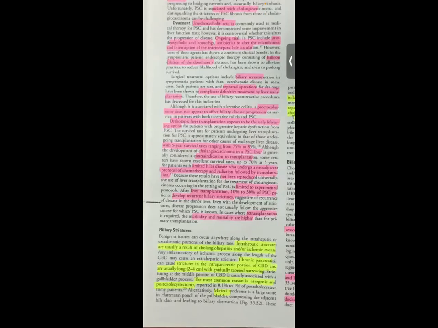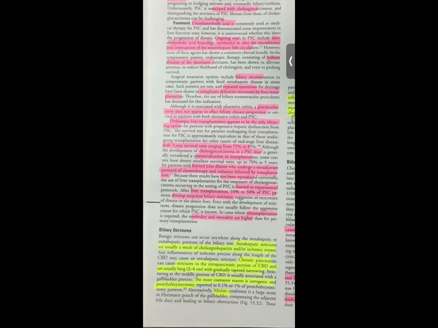Cholangiocarcinoma in PSC is generally considered a contraindication to transplant. If the patient develops cholangiocarcinoma, we should not transplant. For limited hilar disease, there is a neoadjuvant protocol, which is an experimental trial going on. If cholangiocarcinoma is limited, with limited hilar disease, they are trying neoadjuvant chemotherapy and then transplant. This is not the standard of care, but a trial is going on.